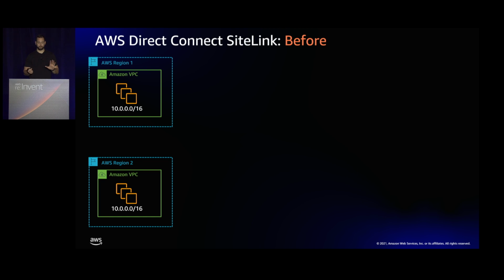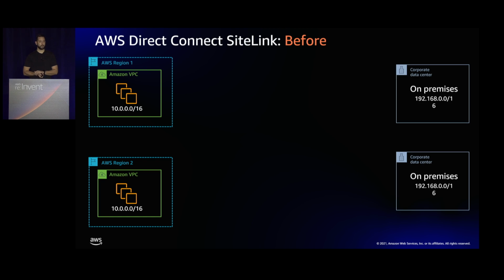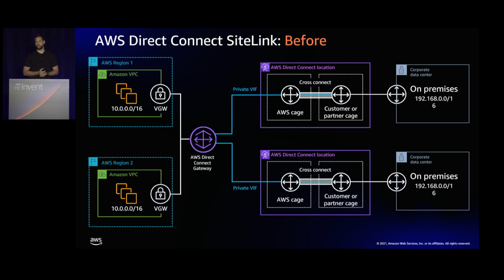Essentially, before SiteLink, you could have a topology like this, where you've got two Direct Connects from two different sites, two on-premises, connected through to a Direct Connect Gateway. Notice we've got two private virtual interfaces. You've got a physical connection, a cross-connect, and a private virtual interface connected through to a Direct Connect Gateway, times two because you've got two sites here.